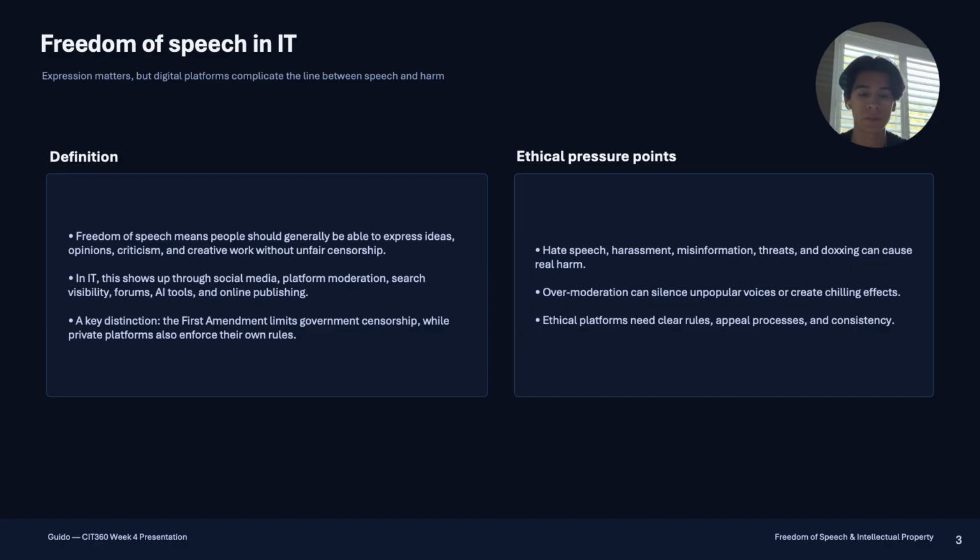Freedom of speech. You can see both terms here. I'm not going to be reading exactly off of the slide, but you can read the bullet points if you want to. It means people should usually be able to express ideas and opinions without unfair censorship. In technology, this comes up through social media platforms and algorithms and comment sections, especially, or even online publishing. And the tricky part is that speech online can spread very fast, so platforms have to balance both expression with harm prevention. If they remove too much, people feel silenced, and if they remove too little, people feel harassed or misled.